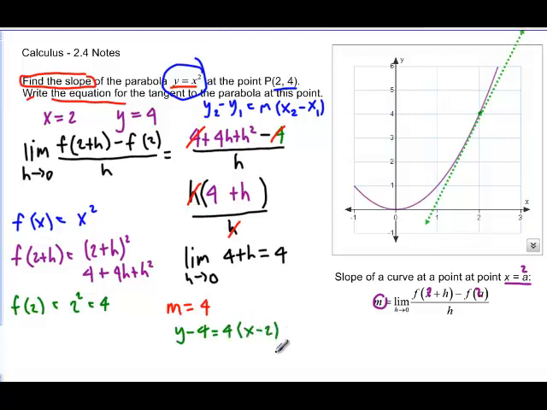I am 100% satisfied with this equation. If you want to dress it up a little bit, you can move the 4 with the y to the other side. And if you want to go ahead and simplify down even more, that's totally fine. But both of these answers right here are good answers. And this is how you find the equation of a tangent line at a specific point of a function.